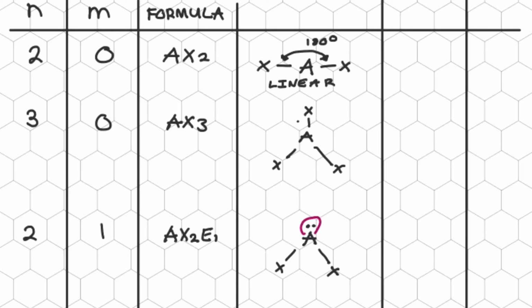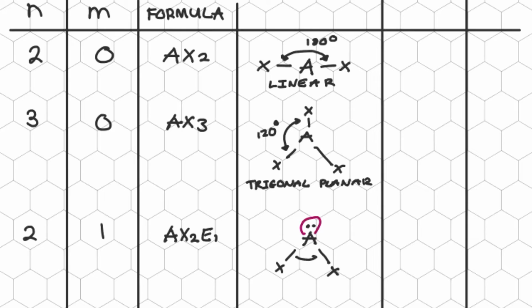The next one is AX3. No lone pairs again. Now the only force that keeps them away from each other is the electrons of the neighboring atoms. So in this one, we're going to have a 120-degree angle between each of the neighboring atoms. This one is called trigonal planar.